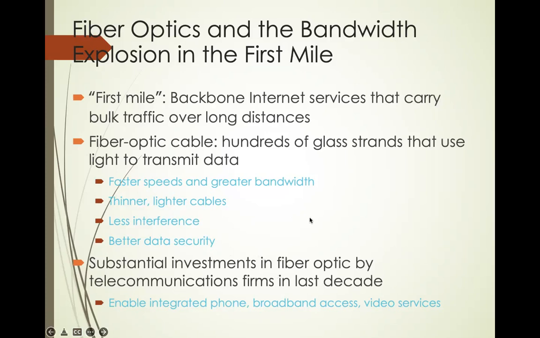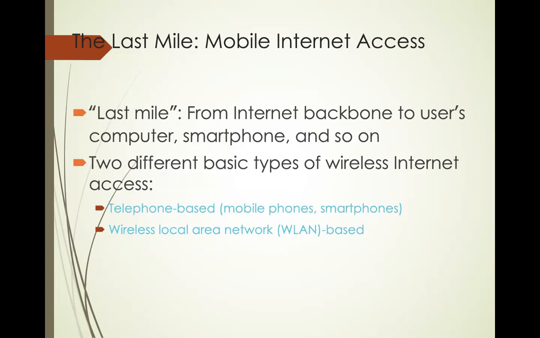When we have these kinds of ideas for fiber optic that can be used with the internet connection, for the last mile in this current generation, we have been using mobile internet access, that is the pure wireless one. Last mile means from the internet backbones to the user's computer, smartphone, and so on. There are two basic types of wireless internet access. The first one is telephone based, that is mobile phones or smartphones, or the wireless local area network, WLAN based, that is your computer that uses the wireless ones.